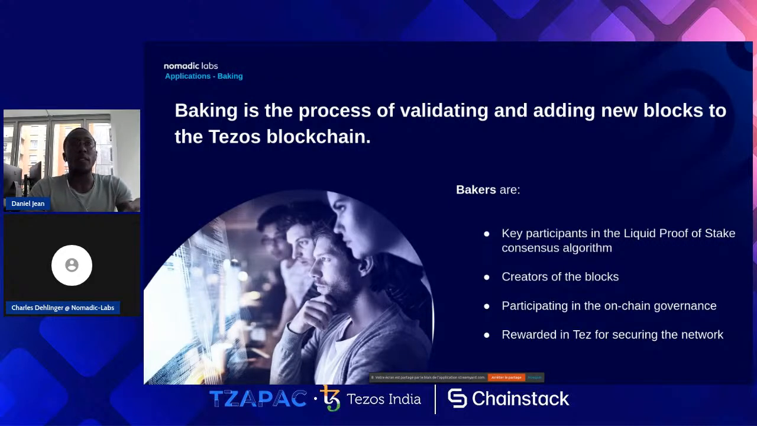And for doing their job of securing the blockchain, bakers are rewarded in new, freshly minted Tez for securing the network. I mean, each time a baker creates blocks, bakes blocks, and endorses blocks, they receive new, freshly minted XTZ for their work.